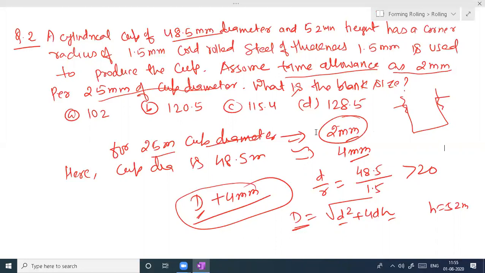What about other guys? Once you estimate the diameter of the blank, then you have option C. Okay, fine. Now next question.